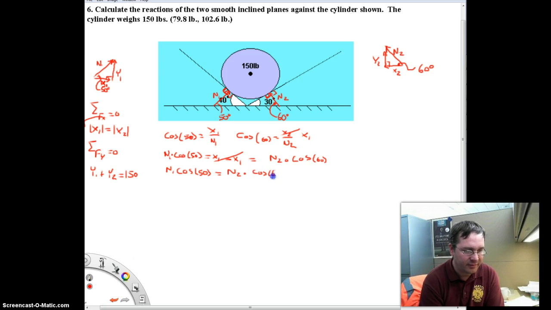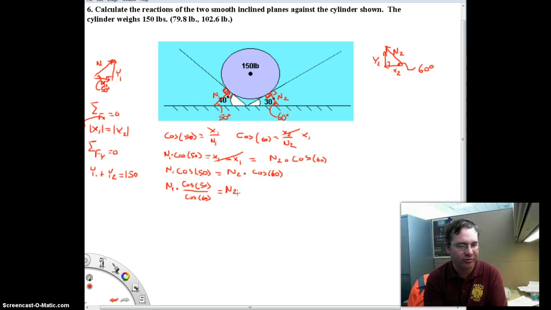Now my intent here is to relate N1 and N2. So what I'll do is I'll just simply divide both sides by cosine 60. So N1 times cosine of 50 over cosine of 60 equals N2. So that's one of the important relationships that we need to untangle this mathematical mess here.